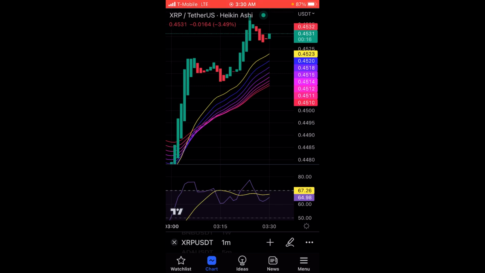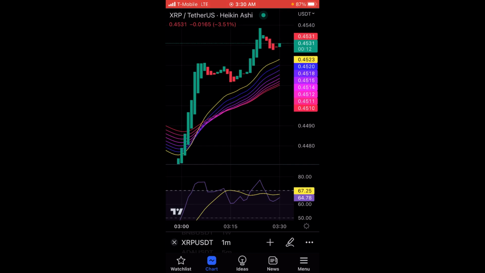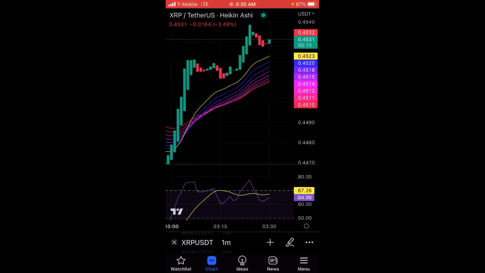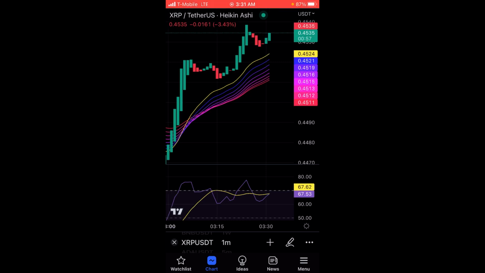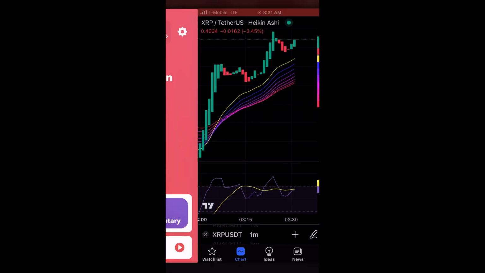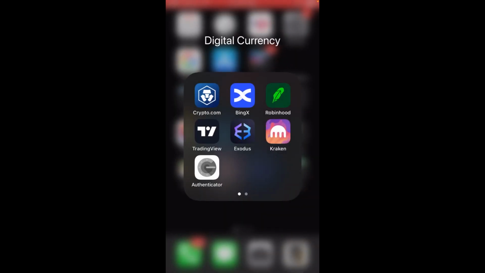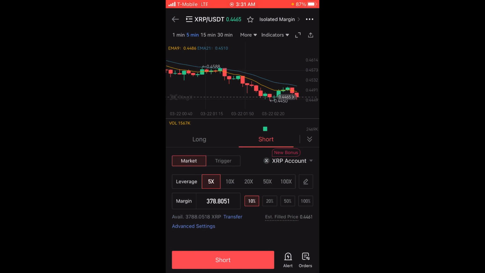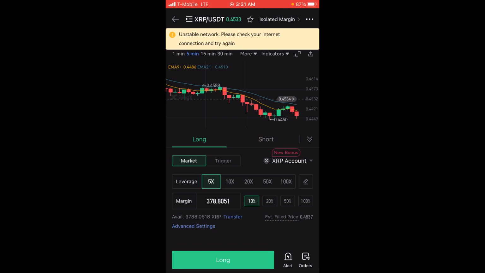So I may actually enter this trade here, and I'll prove my point. Just got to wait for the RSI to go back up. Pretty close. Let's just see what happens. Okay, so it's going through the RSI. So I am going to enter a long position.